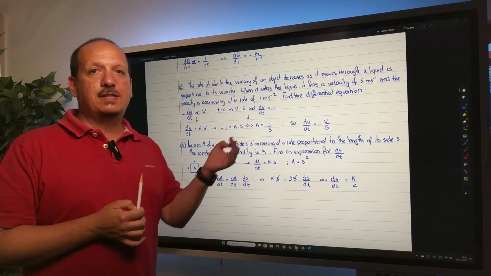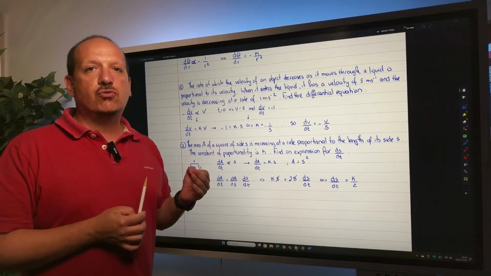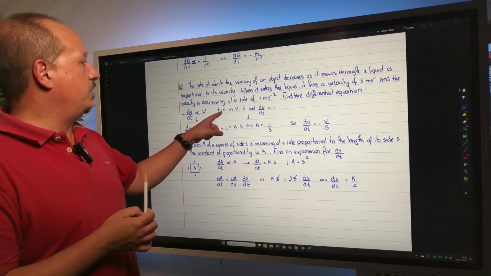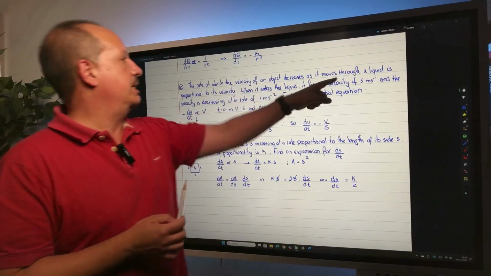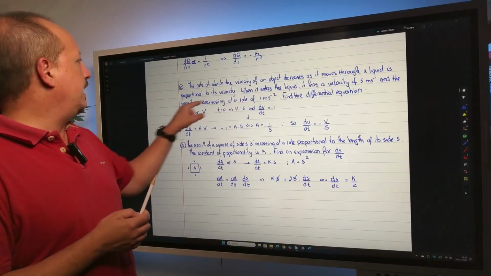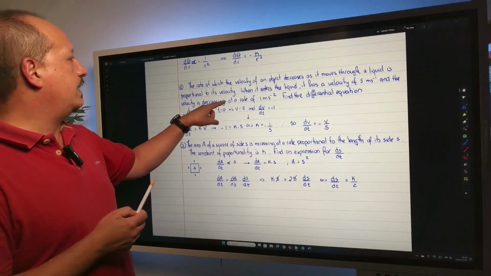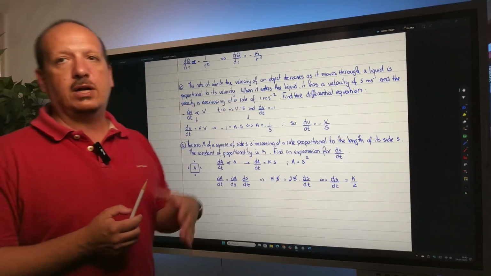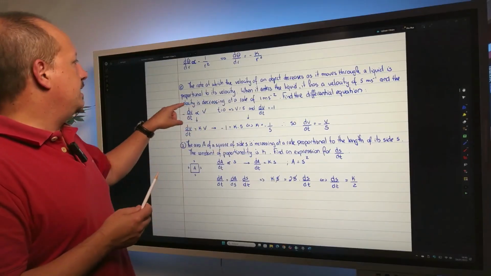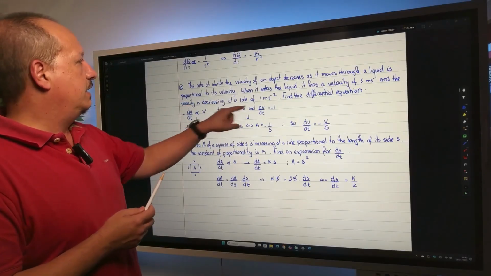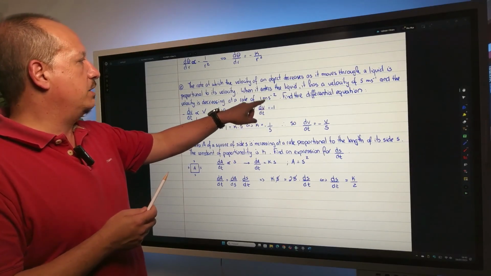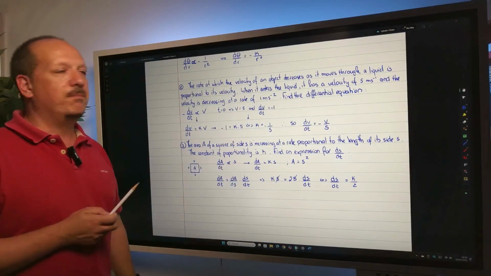That's the starting off time for the situation being described. So when time is 0, the velocity is what? It is 5 meters per second. And the velocity is decreasing at a rate of 1 meter per second squared. How do you write this? The dv by dt is decreasing, so it equals minus 1 meter per second squared.